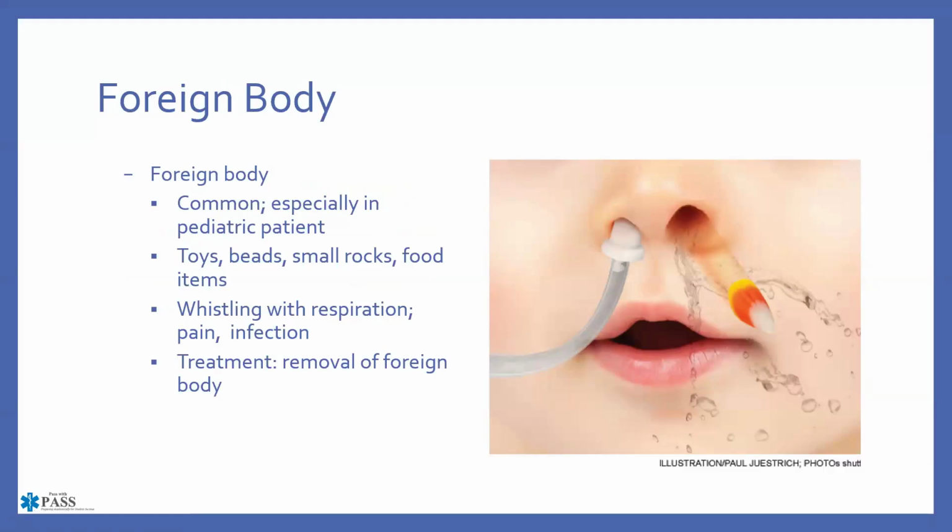Foreign body in the nose is common, like the ear, especially in the pediatric patient. They will take things and put them up into their nose: toys, beads, small rocks, food items, etc. You can see the candy corn here being flushed out in this illustration. One of the ways that you'll be able to tell is a whistling with respiration. When the patient breathes in or out through their nose, you're going to hear a whistling sound because there is an obstruction there.